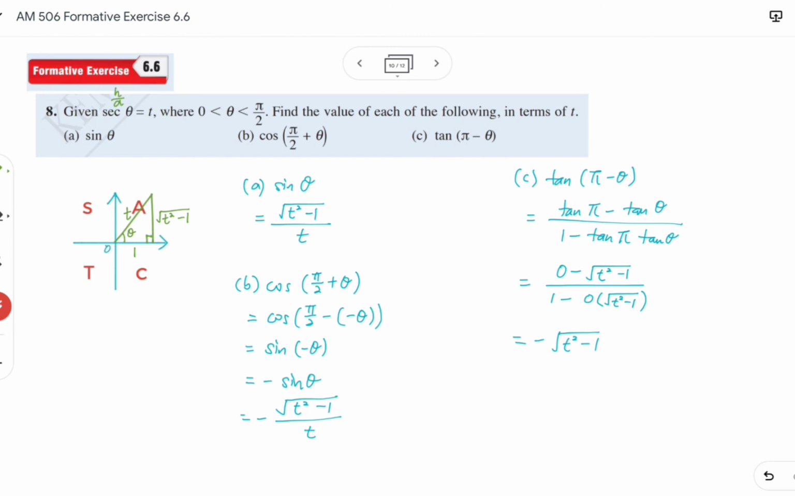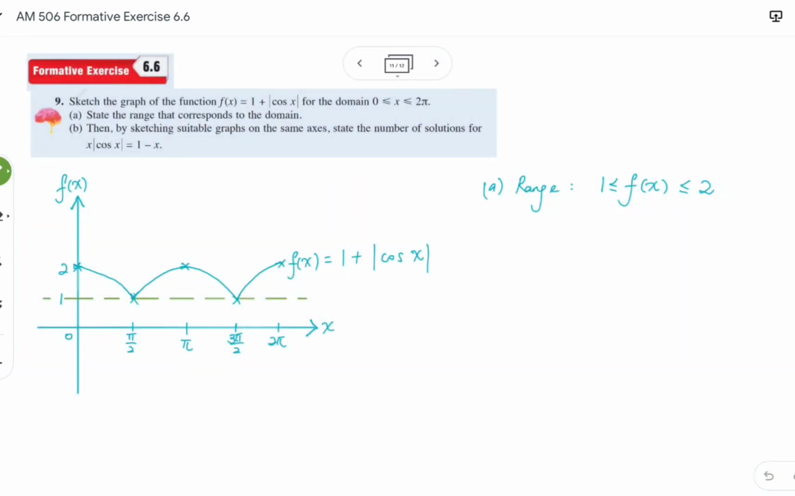t. C. Tangent of pi minus theta. So we expand this with the addition formula. So we get tangent pi minus tangent theta over 1 plus tangent pi tangent theta. So we get 0 minus square root of t squared minus 1, divided by 1 plus 0 times square root of t squared minus 1. So we get negative square root of t squared minus 1.